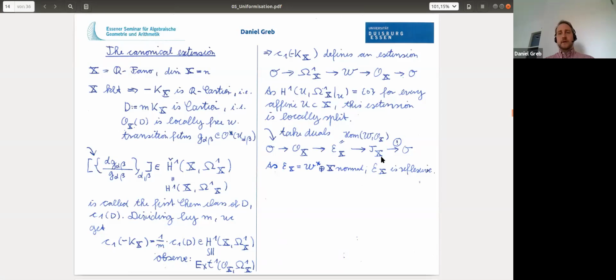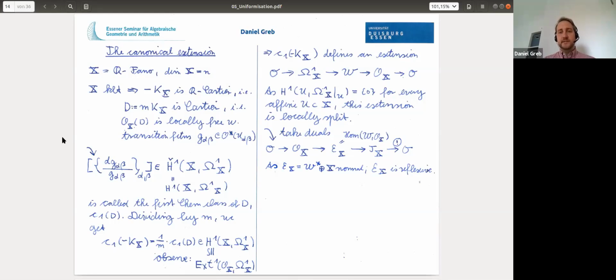Okay, some small analysis of this. So this E_X is the dual of W, and we're working on a normal space. So this E_X is Hom from W into O_X. Now X is normal. This means that O_X is actually a reflexive sheaf. This has to do with the fact that on a normal space, regular functions on the smooth locus extend automatically to regular functions on the whole variety.